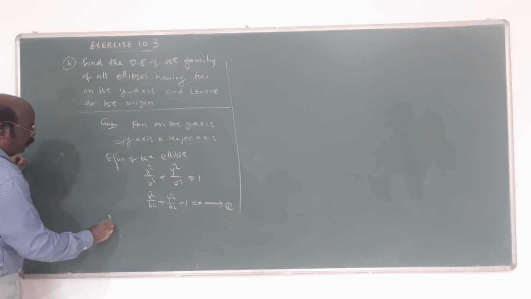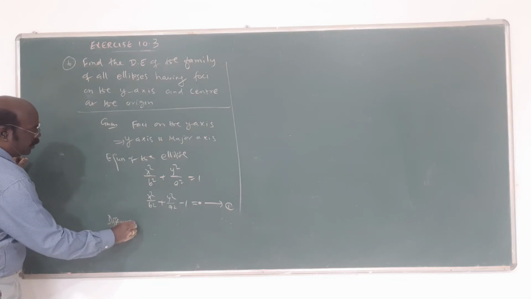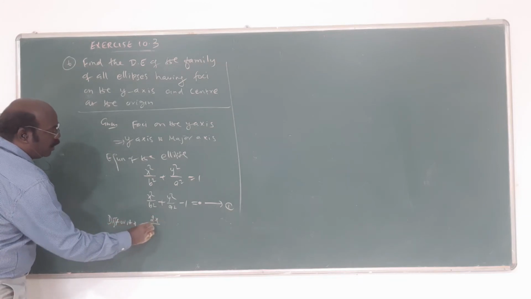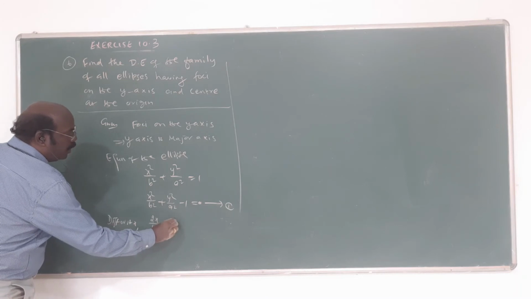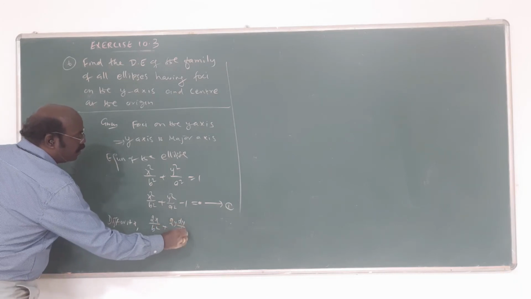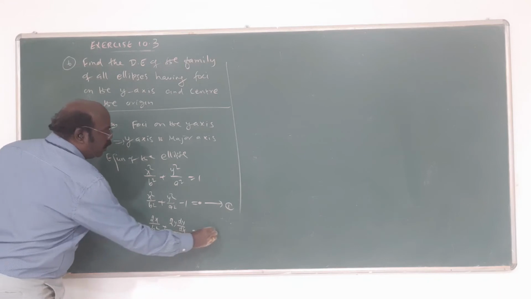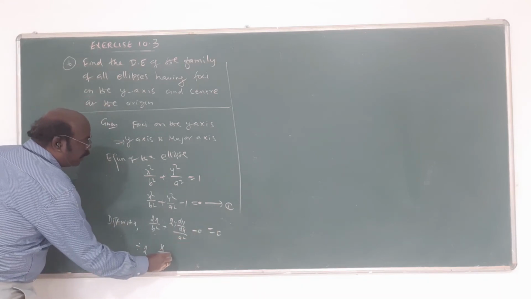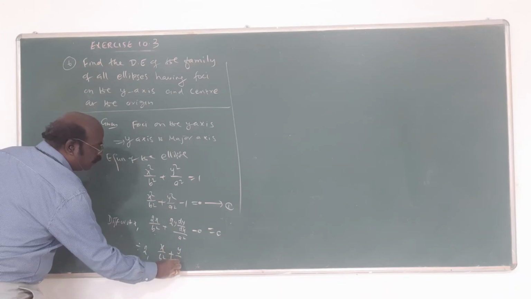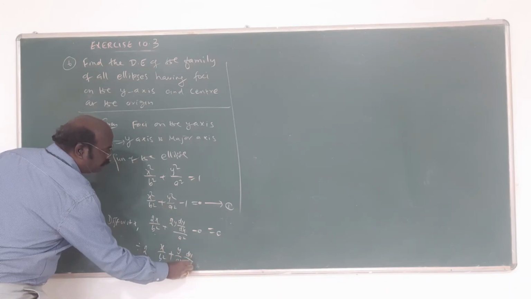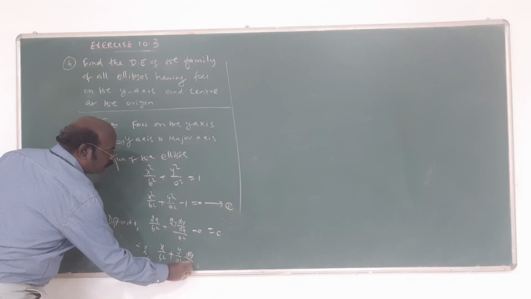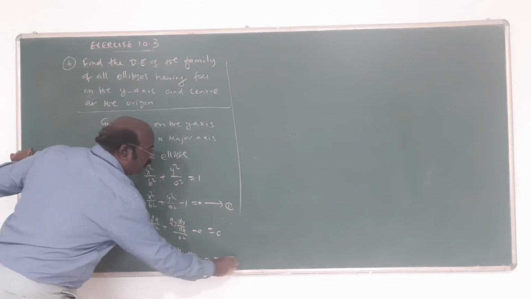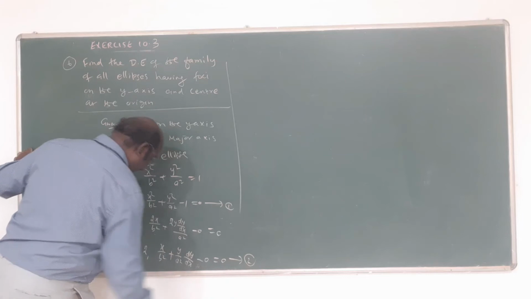Am I right? Now differentiate with respect to x. What is the answer? 2x by b square plus 2y into dy by dx by a square minus 0 equal to 0. Now divide by 2. Am I right? X by b square plus y by a square into dy by dx minus 0 equal to 0. This is the second equation.